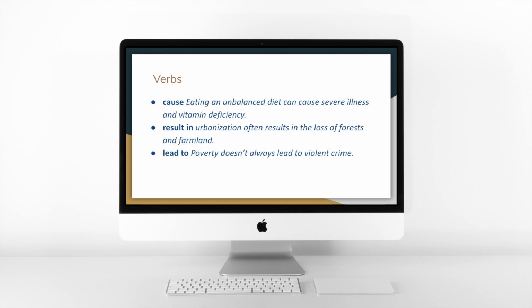So, as with nouns, we can use modals to hedge our language. We can also use some time phrases such as often or sometimes. And please don't forget, it's also possible to make negative sentences using these verbs.